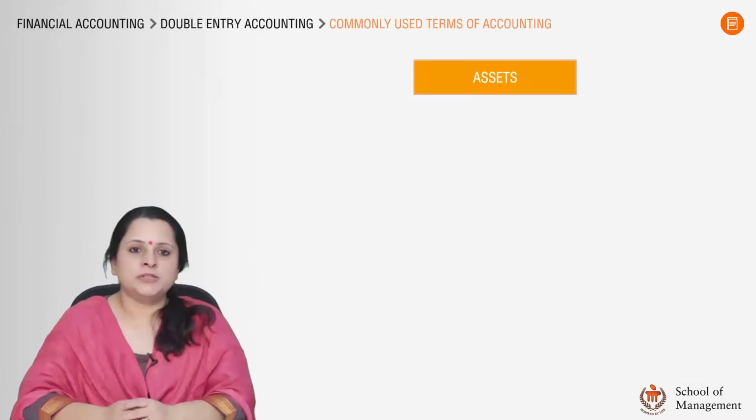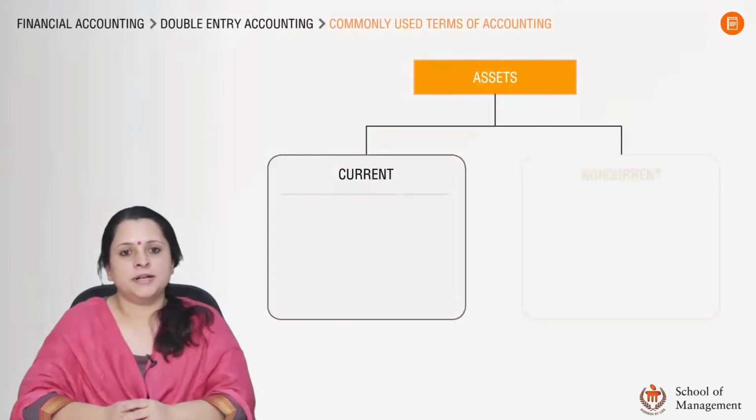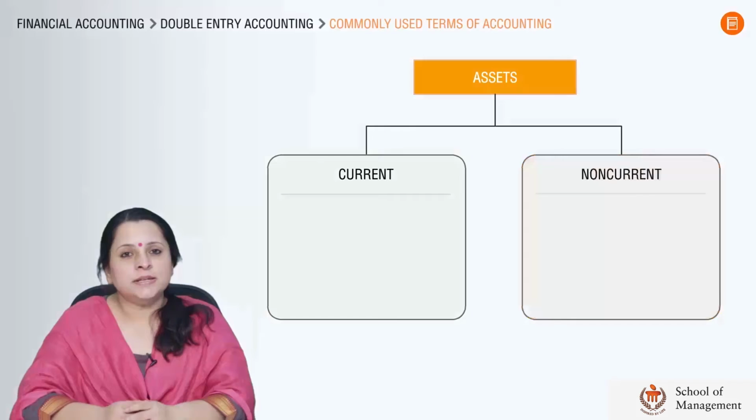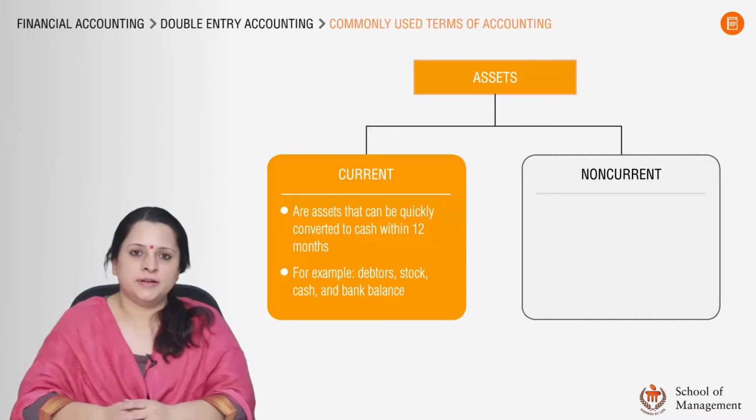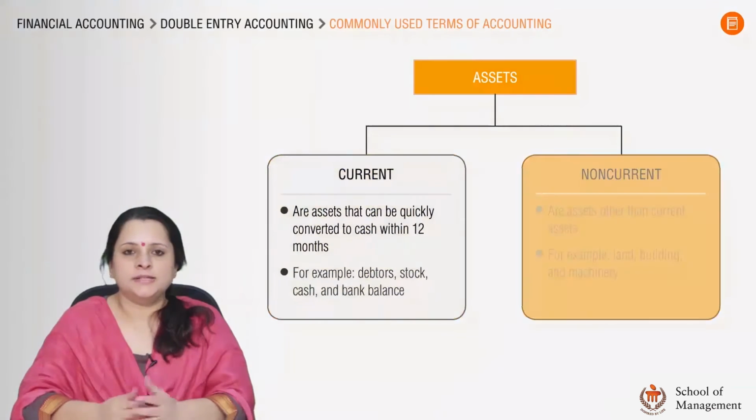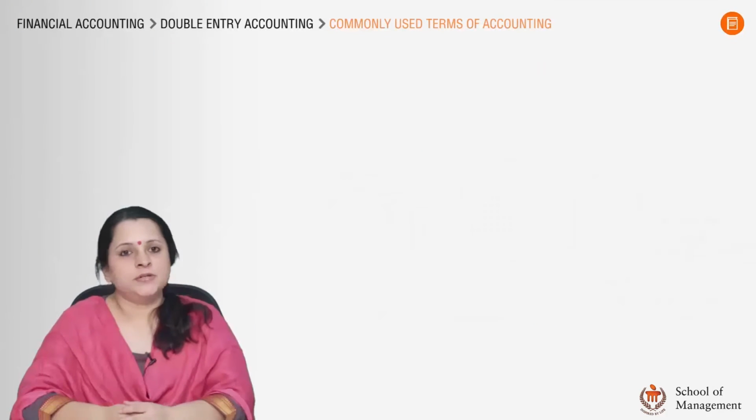Assets can be further classified into current and non-current assets. Assets that can be quickly converted to cash within a period of 12 months are classified as current assets, and the rest is non-current assets.